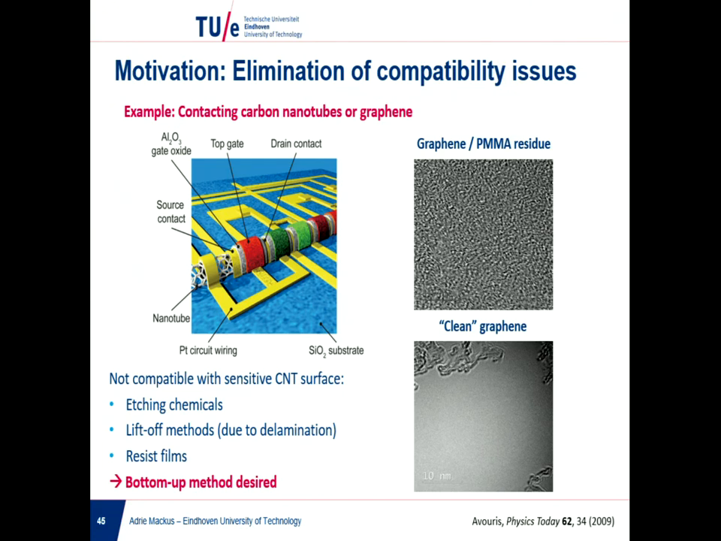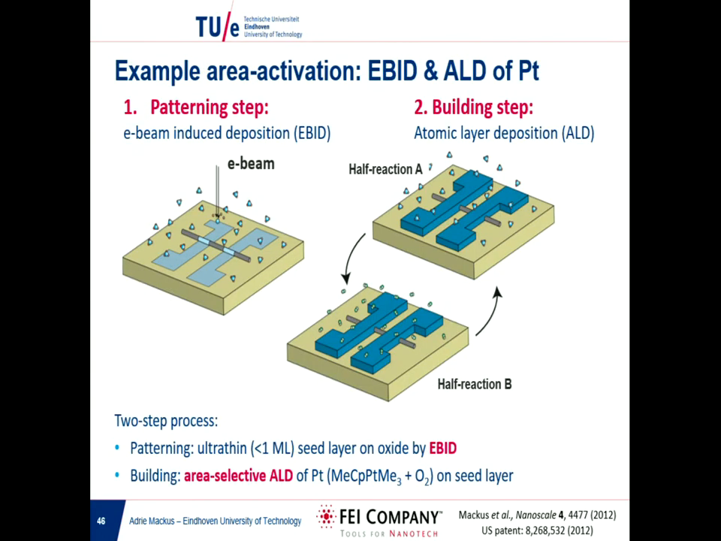So here you see the result of a related study. This is on graphene, as you know, a very similar material. And here we used all the tricks in the book to clean the graphene, and at the end, you still have some residue there. So making clean devices using resist films is very difficult to do. So what we basically need is a completely bottom-up approach to do this. So what we worked on is a technique like this. It's a two-step approach.